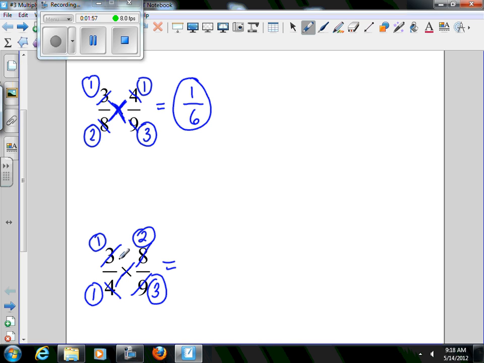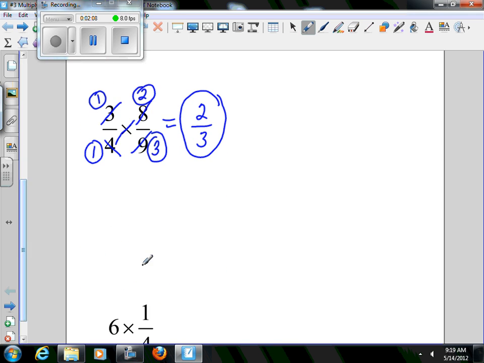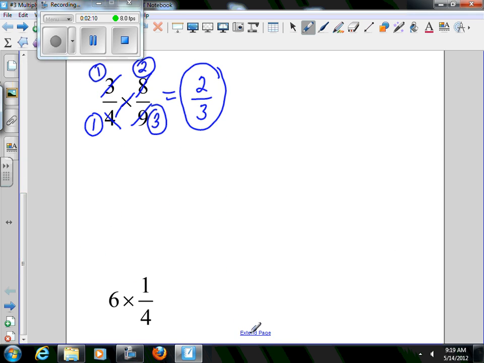Now let's multiply right across. 1 times 2 is 2. 1 times 3 is 3. And that cannot be reduced anymore because we canceled correctly. Let's go ahead with this one.